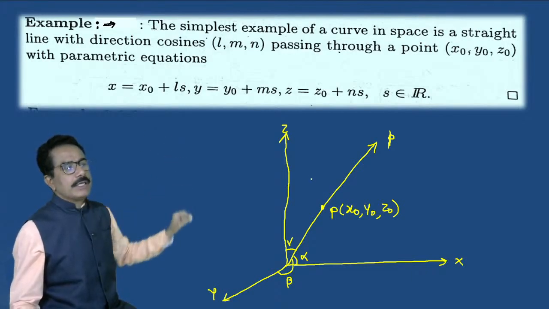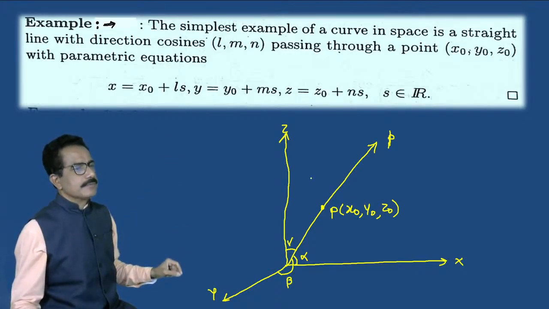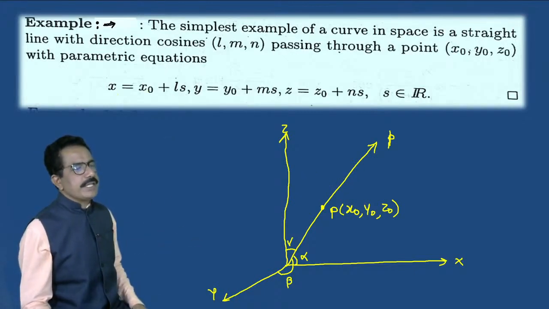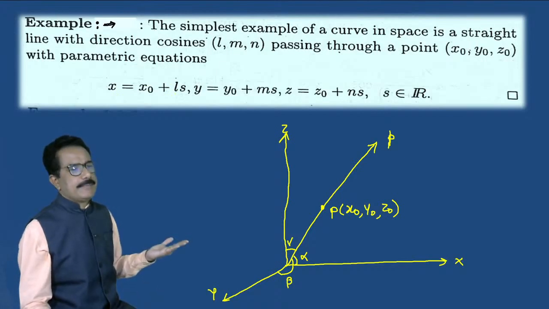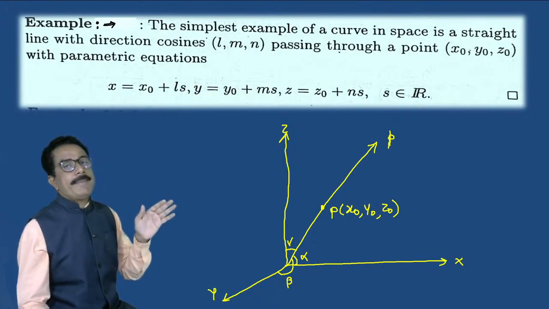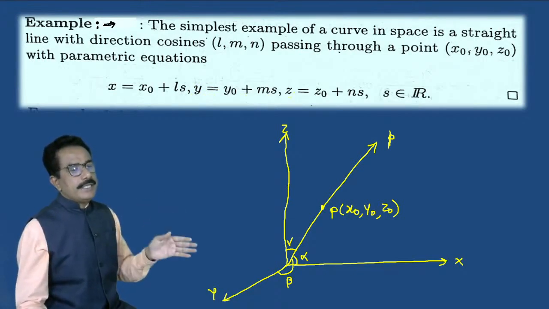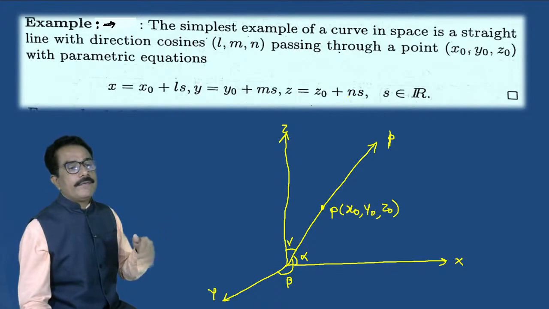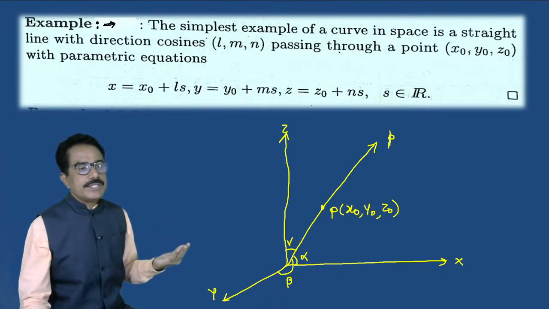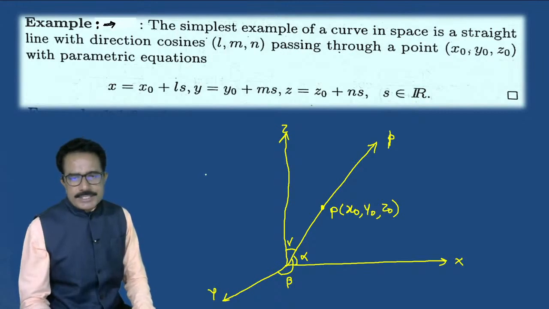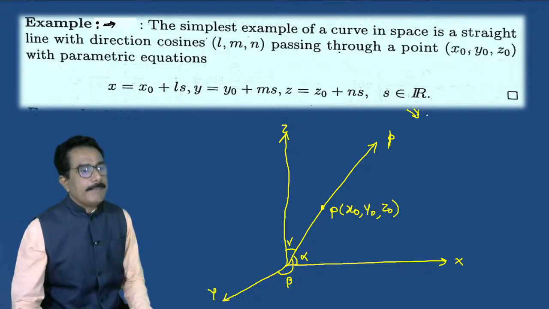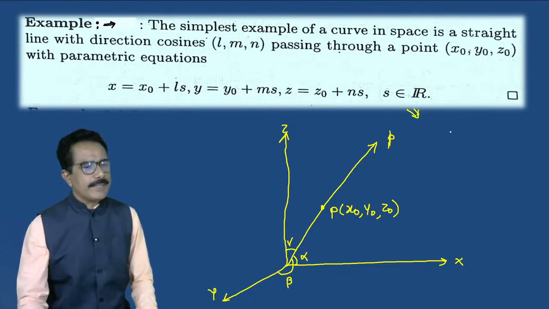Parametric equation of a curve is, curve means line. This is a line which can be written as x equals x0 plus ls, y equals y0 plus ms, z equals z0 plus ns, where s is a constant which belongs to R. Or this can also be written, not in parametric form but in Cartesian form.